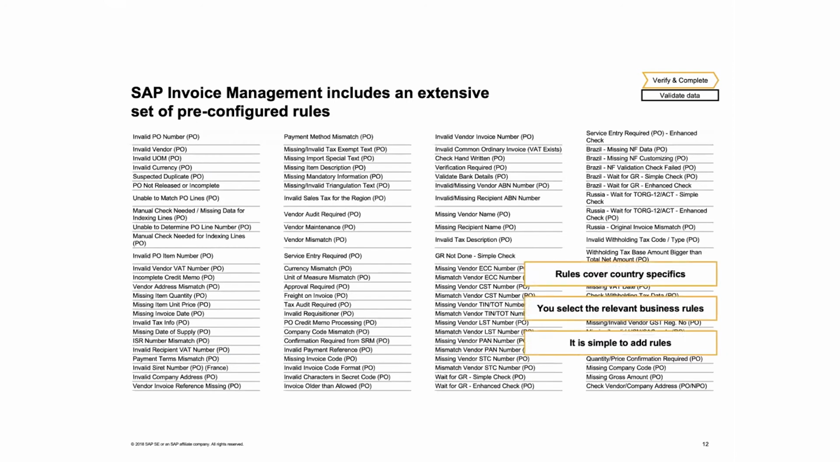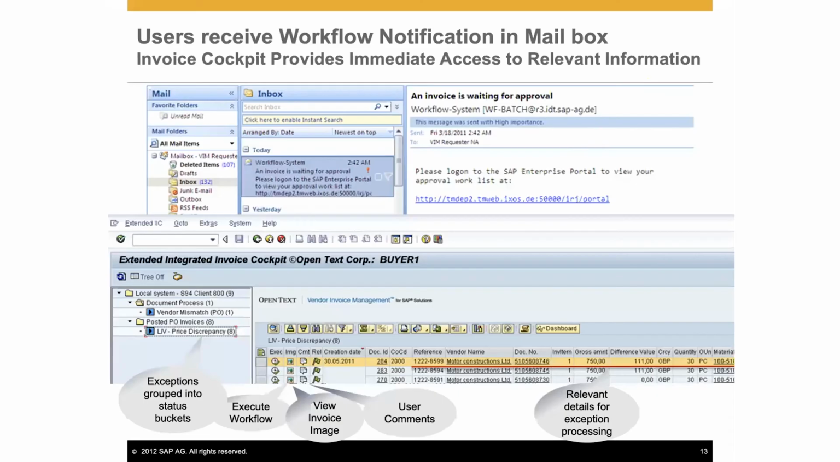Similarly, this is for PO-based invoices, which could be an invalid PO number, invalid vendor code, missing item quantity, invalid tax information, service entry required, or GR not done. So all these business rules are available out of the box. They are written in ABAP, which is your ERP programming language, and every business rule has a corresponding workflow as well. So if there are no exceptions, you can do auto posting. However, if there are exceptions, it can trigger a workflow notification, and the workflow notification can go into the mailbox as well.